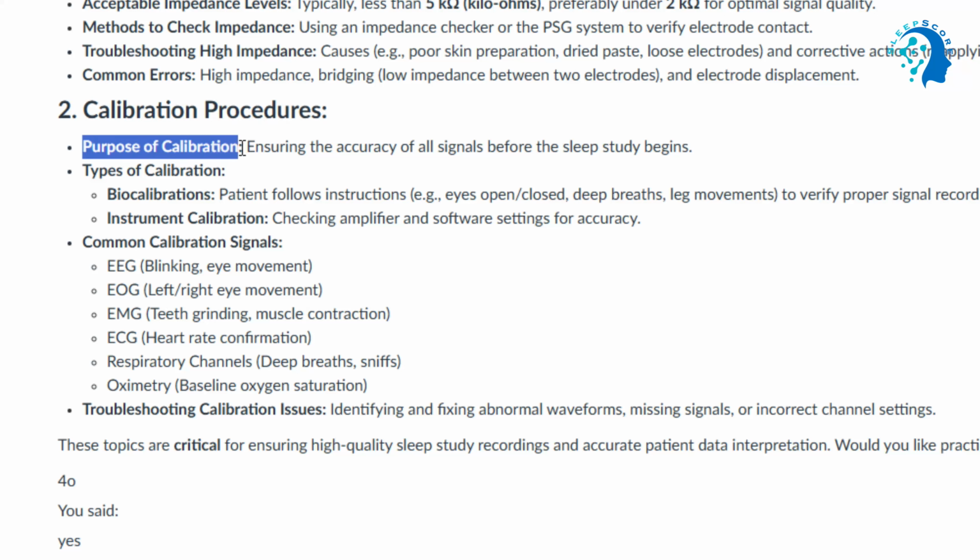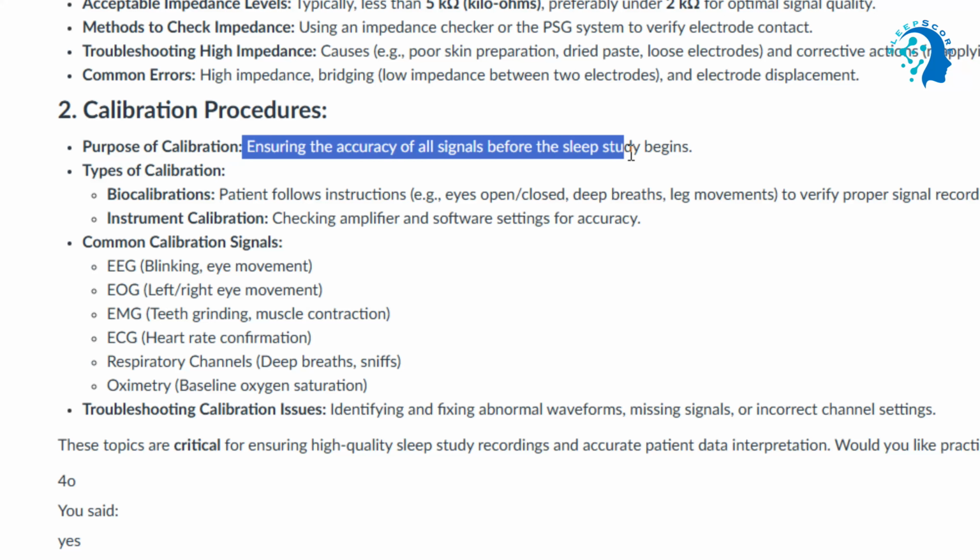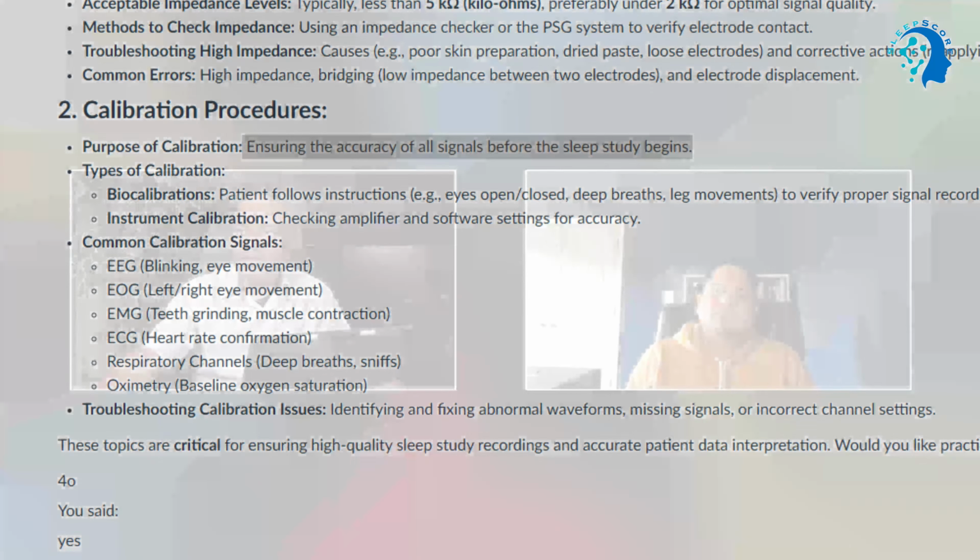What is the purpose of calibration? The purpose of calibration is ensuring the accuracy of the signal before the study begins. Okay? Accuracy, whether the signals are correct or not. If the signals are not correct, we cannot run the sleep study. That's why that process is called calibration. Calibration is the process to find out our electrodes are working well.